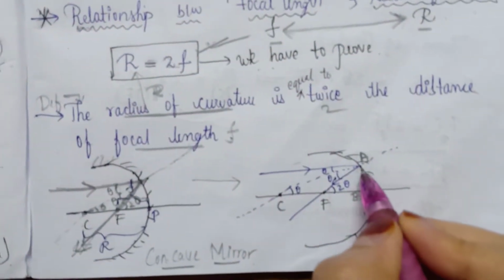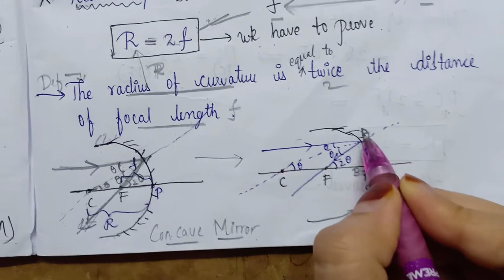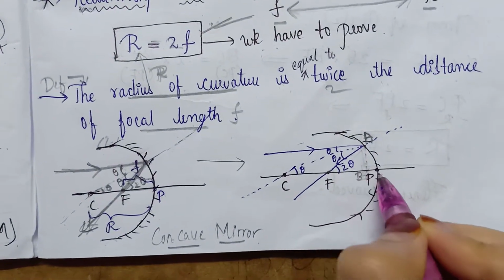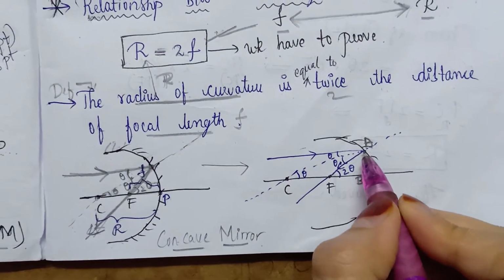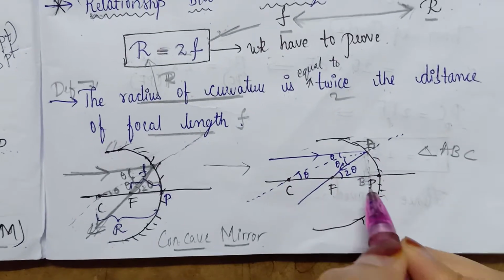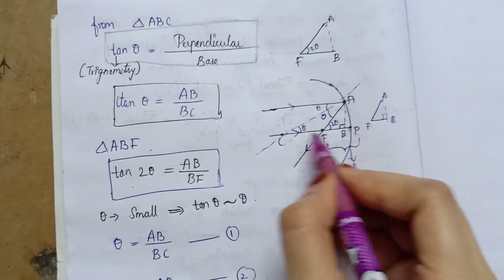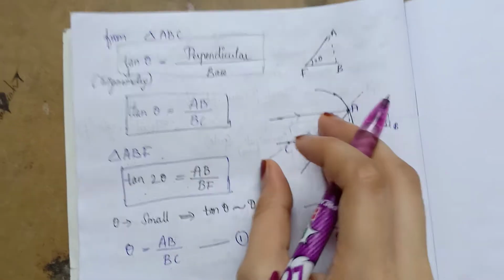Next, we will draw an imaginary line from this point to this point, and suppose we assume that here is our A and here is our B. This is our pole P. And from the triangle ABC, what will you observe from the triangle ABC? Actually, ABC is becoming a triangle.